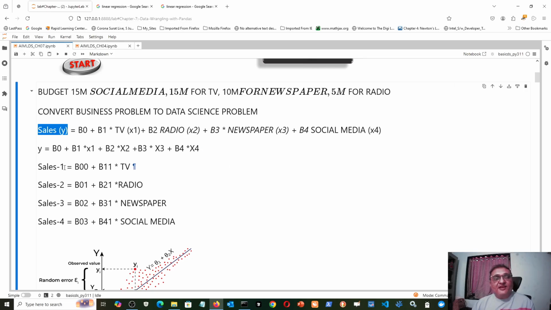So that will give a fairly good idea that sales, the first component of sales, is given by say this equation. I have deliberately written B00 plus B11 just to indicate that a constant would be different than the constants which are here. Okay, so this is the sales which has come due to social media. This has the component of sales which has come due to radio. This has the component of sales which has come due to newspaper, and this is the component of sales due to TV. Social media, okay, the first one was due to TV.